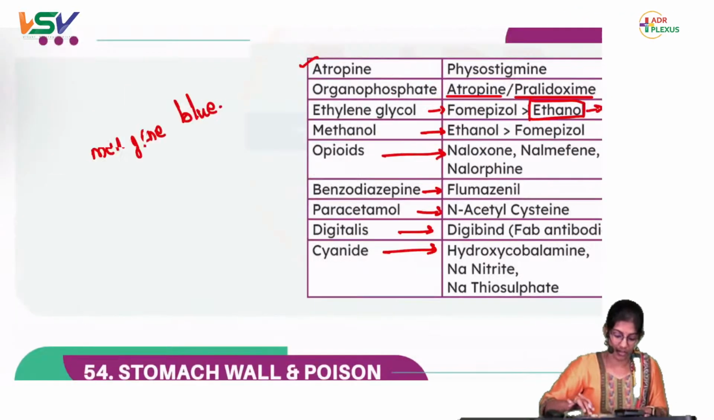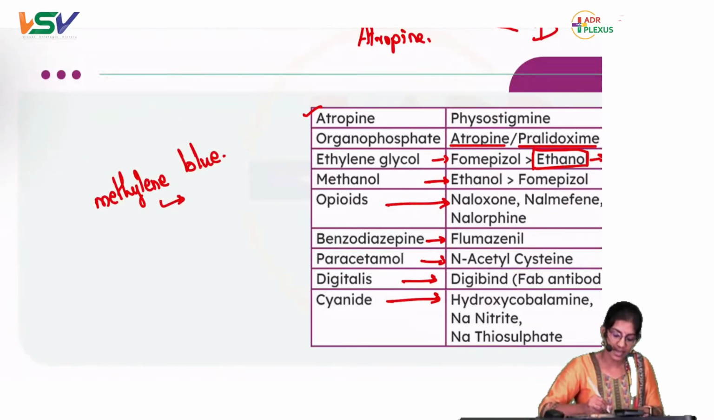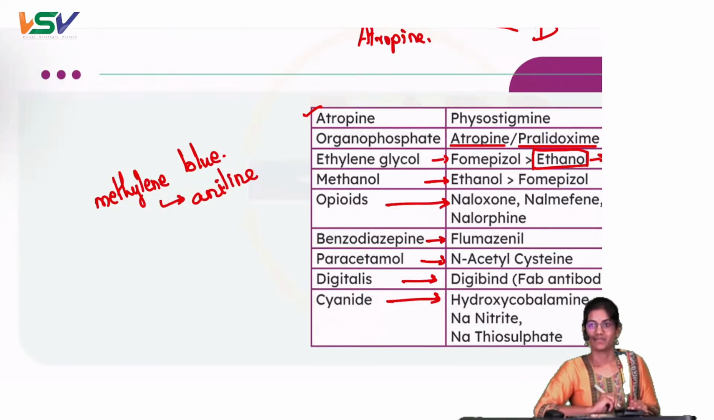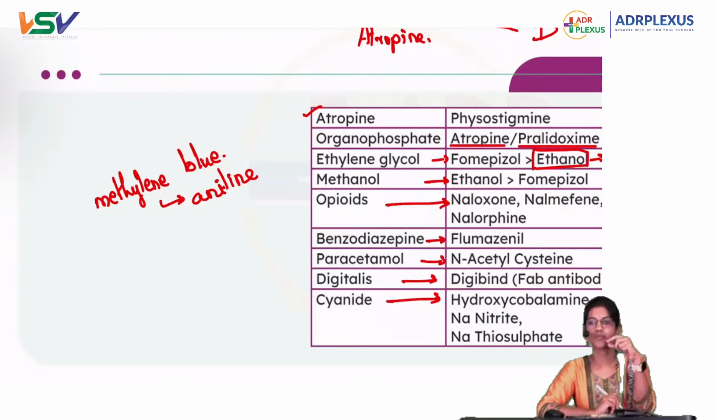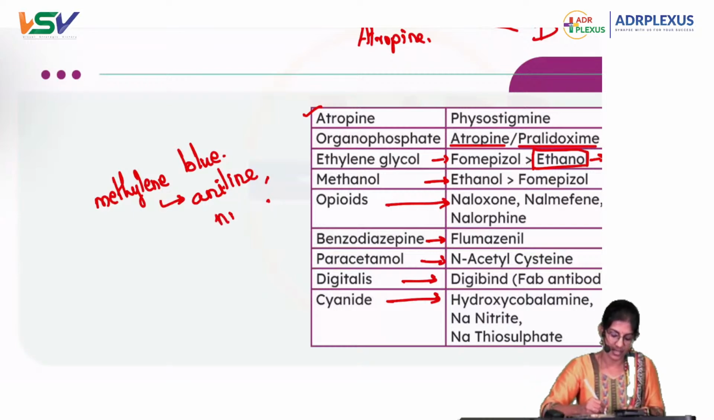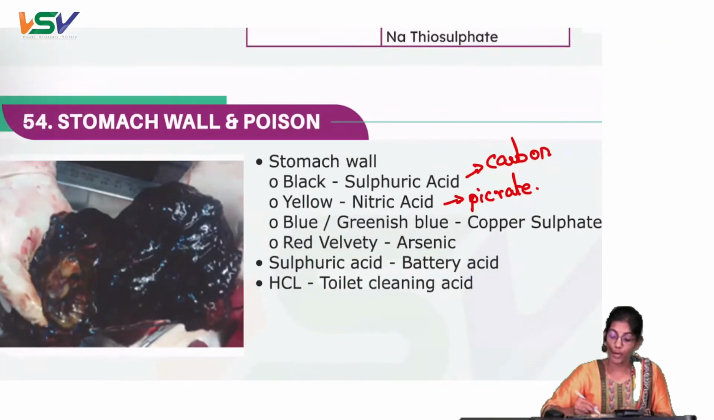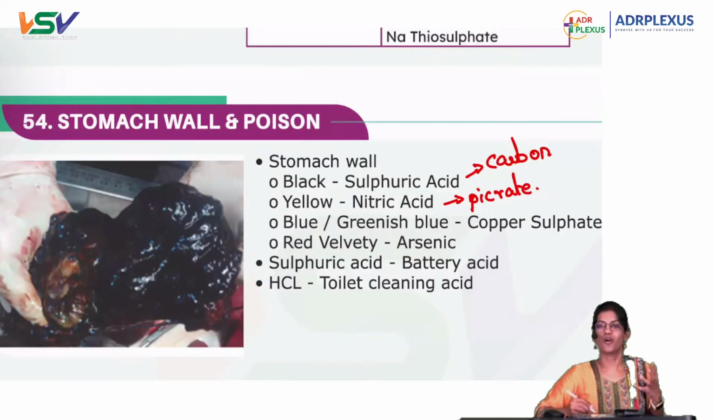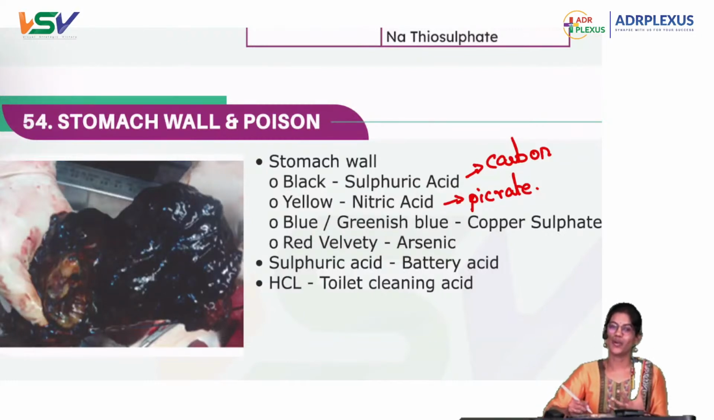Methylene blue, good doctor, you've asked. Methylene blue you use for anything containing industrial agents, anilines, nitrates. So for all of these you're going to use methylene blue. Someone drank a reducing substance and came; for those you use methylene blue. Nitrates. Then blue, greenish blue: copper sulfate. Copper sulfate itself has the color blue and greenish blue.